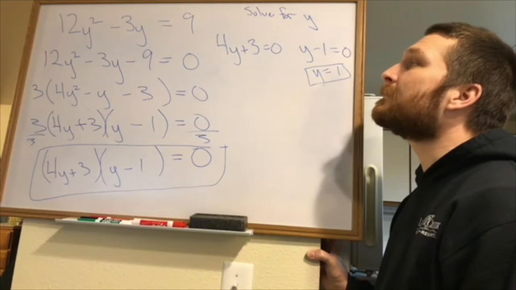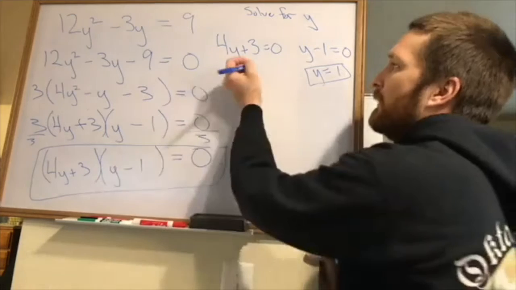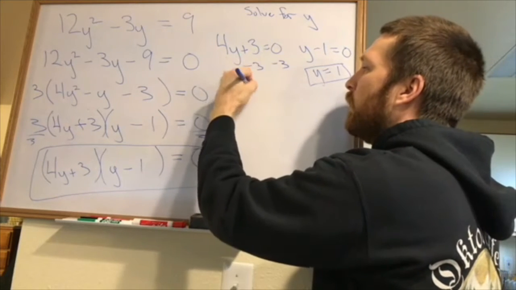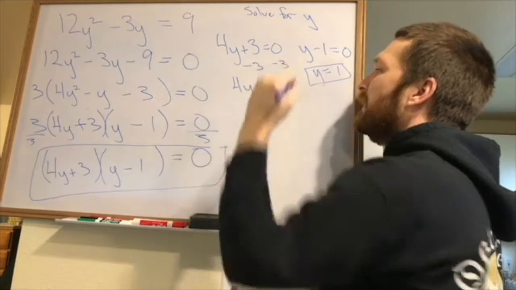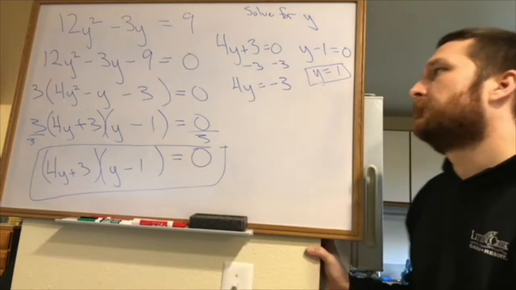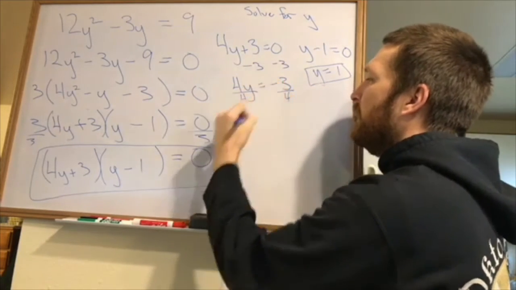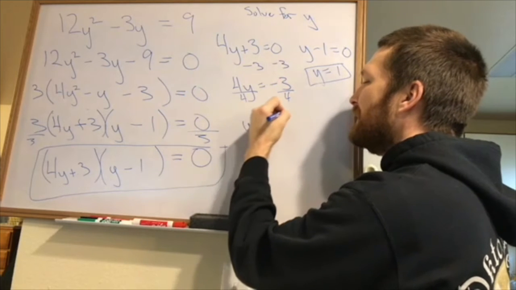You subtract 3 from both sides. Subtract 3. That is what I would do. Leaving me 4y equals -3. And now what do I do? Divide by 4. Divide both sides by 4. That gives me y equals -3/4.